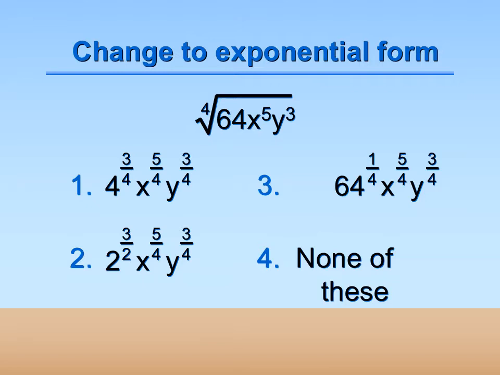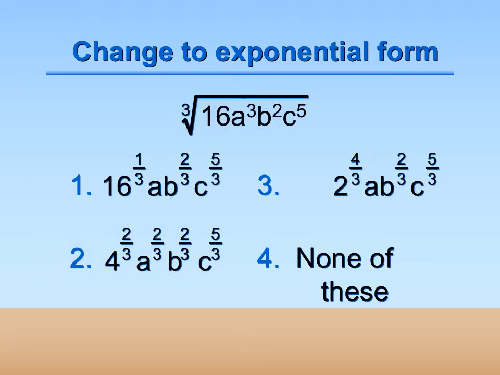And then x to the 5th will become x to the 5 over 4. And then y to the 3rd will become y to the 3 over 4. So I'm looking at my answer choices. I've not seen 2 to the 6 over 4, but 6 over 4 reduces to 3 over 2. So that means that our answer is going to be number 2.